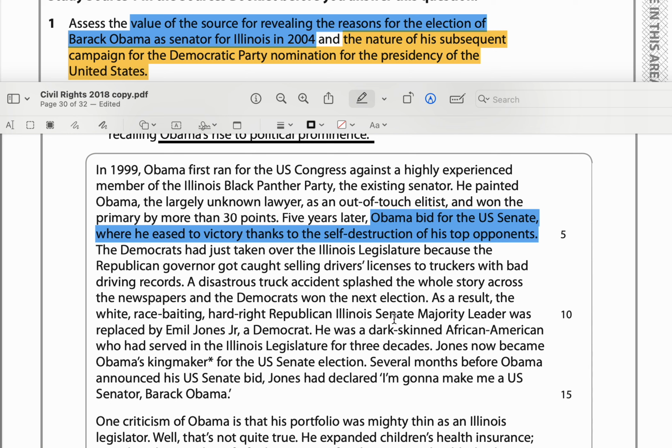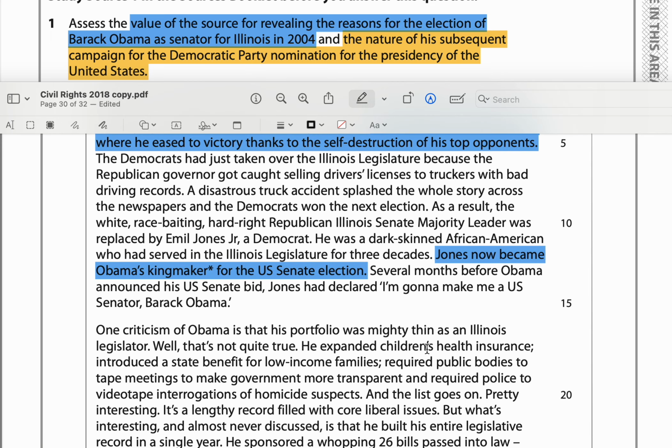Okay. The next one is about somebody who helped Obama. So this is again saying that it wasn't down to Obama himself. He relied on others. And it talks about Emil Jones, who becomes Obama's kingmaker. So the inference here again is Obama had help from others who helped him rise to prominence, helped him win that election in 2004 for the Senate.